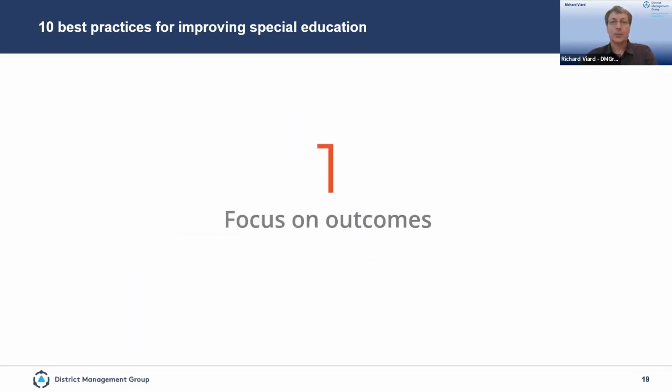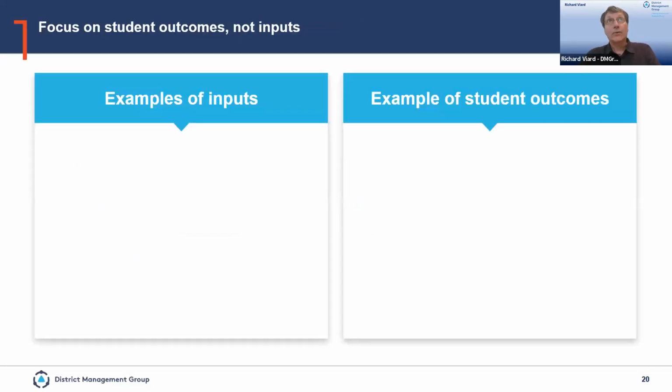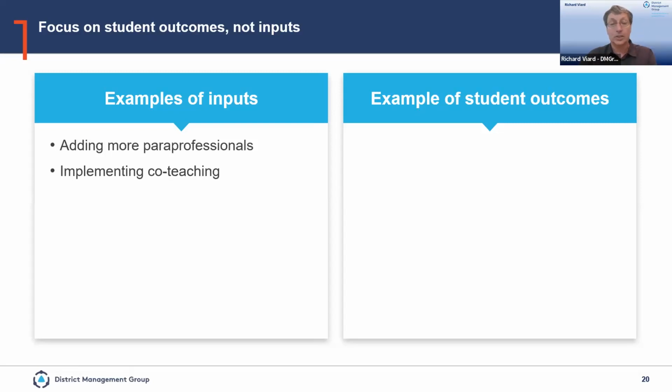Great. So let's jump in, starting with focusing on outcomes. Very often when we start working with a district, we'll ask, what are some of the goals you have? What are the things you're measuring? And very often what we get is a list of activities, not really a set of result-driven goals. So for example, what we hear is, oh, we are adding more paraprofessionals, or we are implementing co-teaching, we are extending IEP meetings. Those are all techniques or activities, but they're not really looking at the end result.